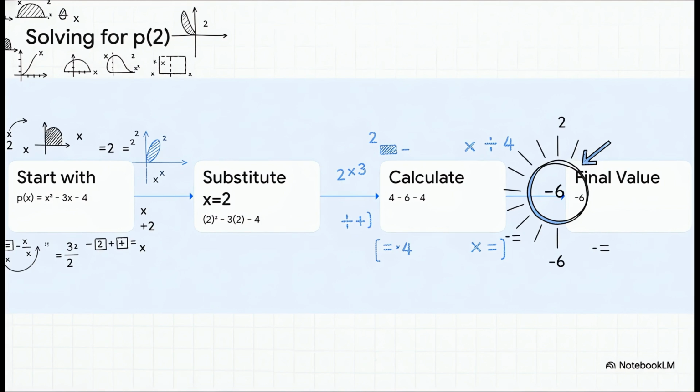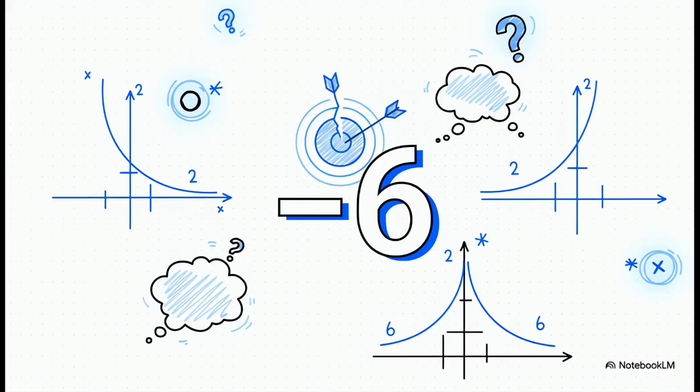The way we solve this is pretty simple. It's just a plug and play. Everywhere you see an x, you just swap in the number 2. So that gives us 2 squared, minus 3 times 2, minus 4. Then we just do the math. That's 4 minus 6 minus 4, and we get our final answer. And there we have it. The value is -6. Now, finding this value is useful for sure, but in the grand scheme of things, this isn't usually the ultimate goal.